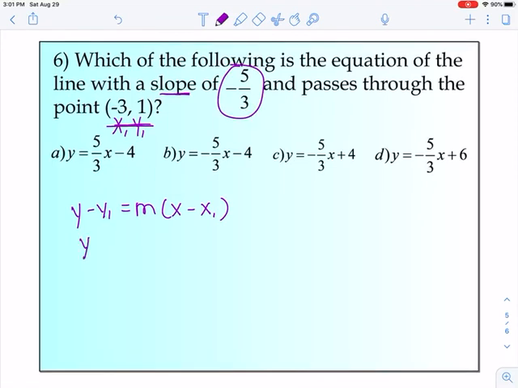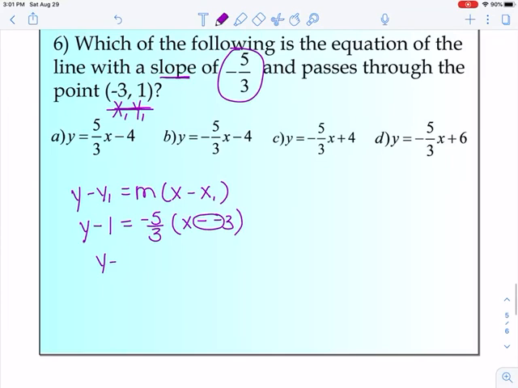So I'm going to have y, I have a minus from the formula, and y1 is 1. We're told that the slope is negative 5/3, and I'm going to have x minus from the formula, and x1 is a negative 3. Okay, so the only thing that I can really clean up a little bit here before I start transforming, I'm just going to make this double negative a positive real quick and then go from there. So y minus 1 equals negative 5/3 times x plus 3.